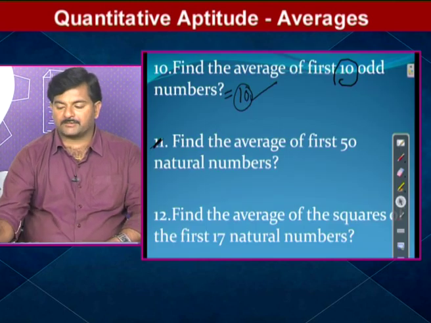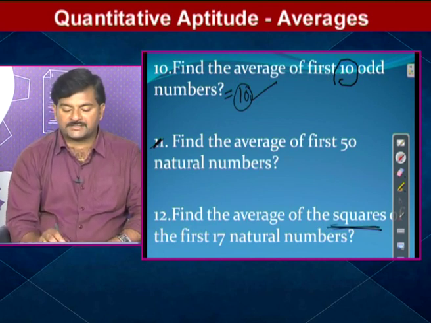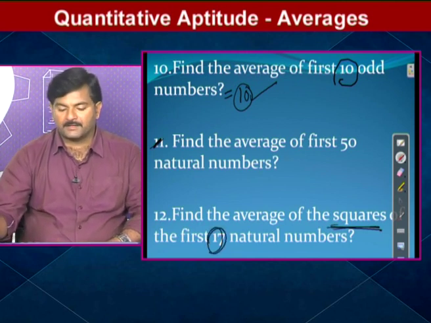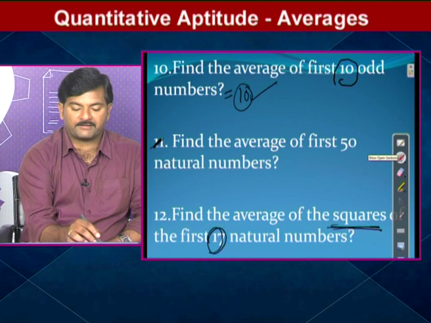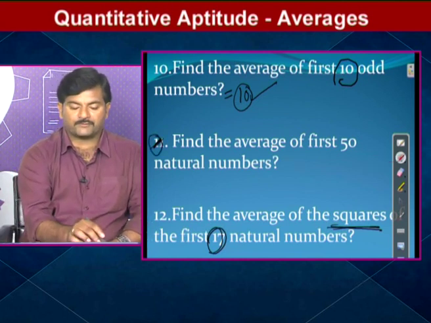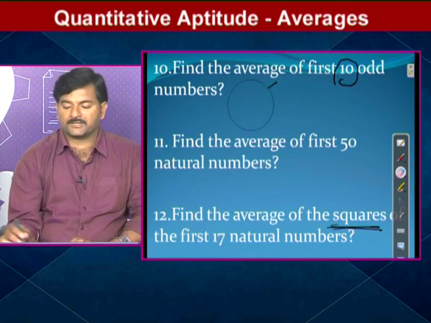In question number 12, he asked you to find the average of the squares of the first 17 natural numbers. Sorry, we are discussing question number 11. Now we will focus on question number 11, then we will come back to the 12th question.